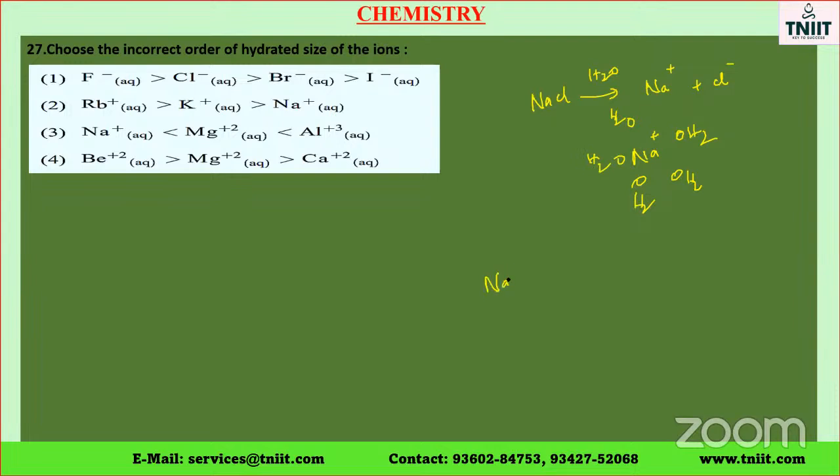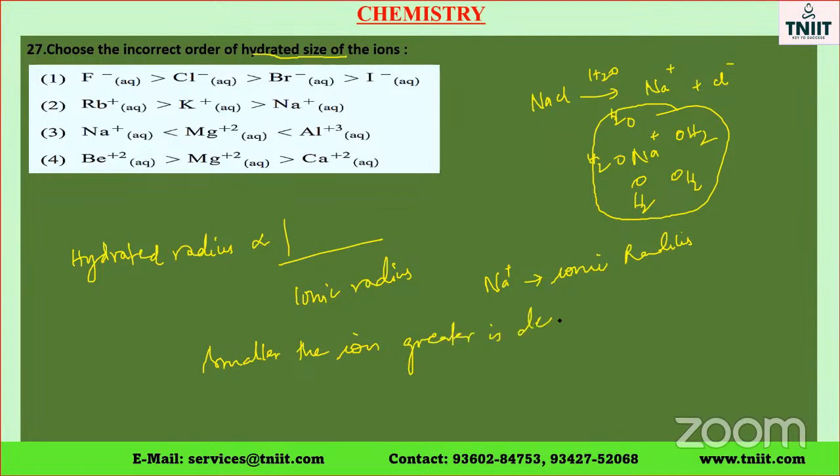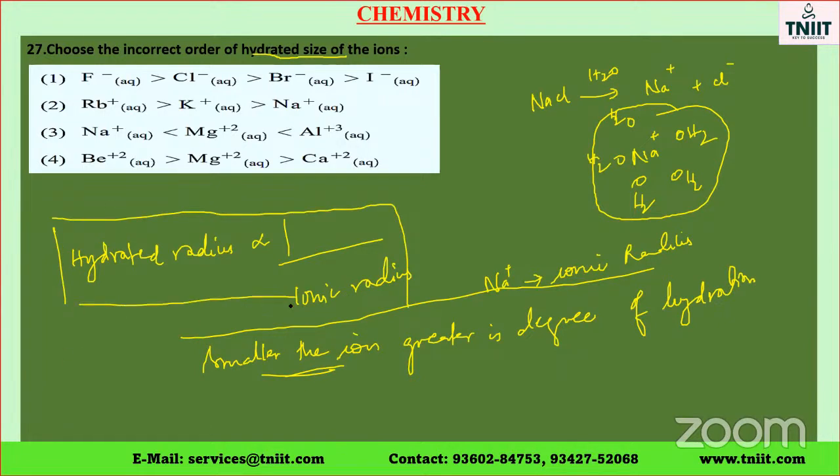Now, if we take only Na plus, then we call it ionic radius. They're asking about the hydrated size of the ions. So once the hydration is done, how do the sizes of the ions vary, they're asking. The clue is: hydrated radius is inversely proportional to ionic radius. What do we understand from that? Smaller the ion, greater is the degree of hydration. Meaning, smaller the ion, more water molecules will surround it. Larger the ion, fewer water molecules will surround it. So you should know this relation: hydrated radius is inversely proportional to ionic radius. It means smaller the ion, greater the hydrated radius.